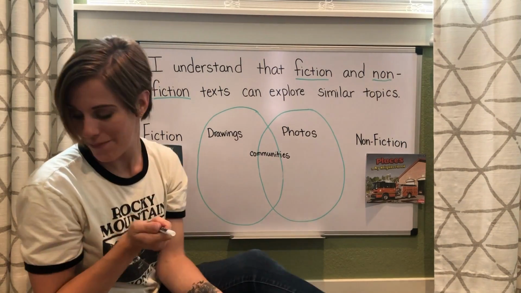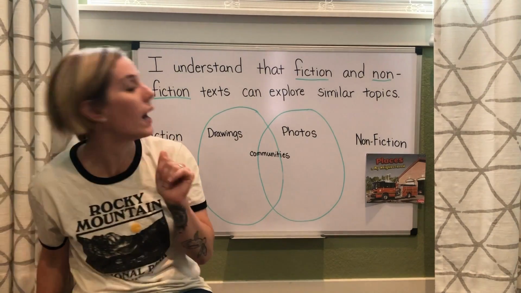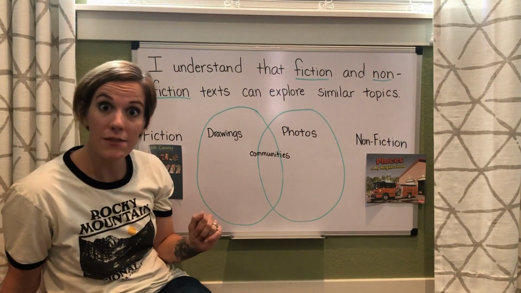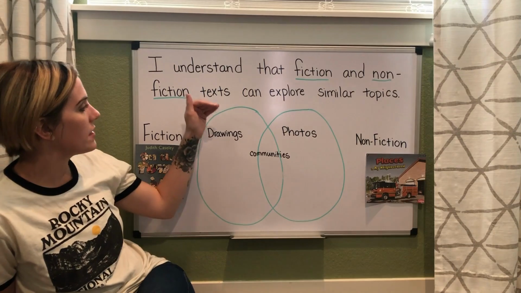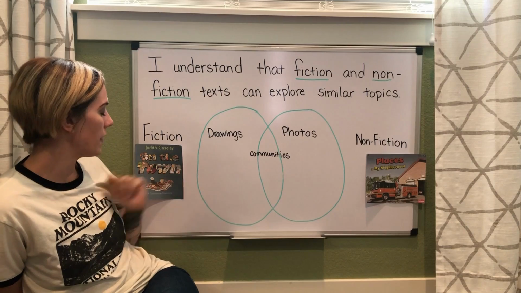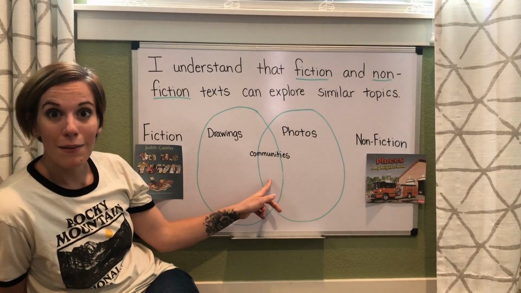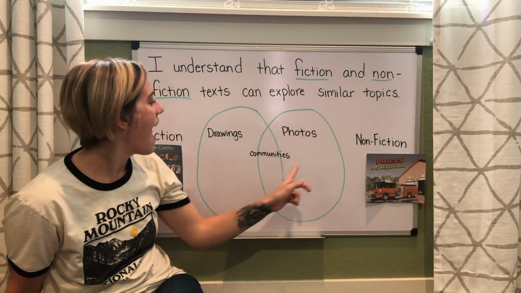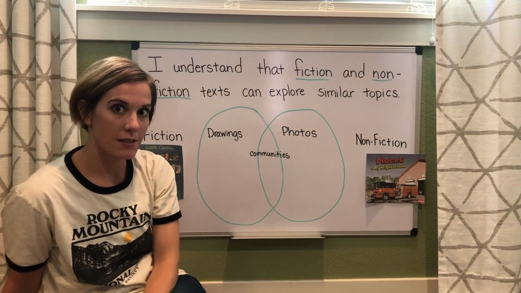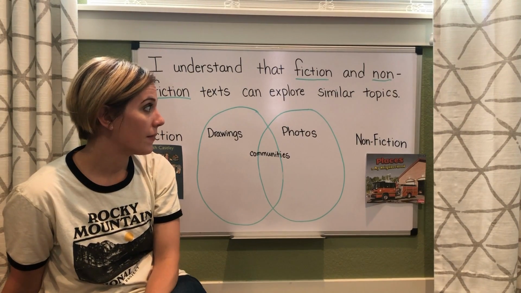So here's your job, okay? You are going to come up with at least one new item for each part of this Venn diagram. So I want you to have something new for what is unique to our fiction text On the Town, something new for what is the same between both of our texts, and something new for what is unique to our nonfiction text, Places in My Neighborhood.